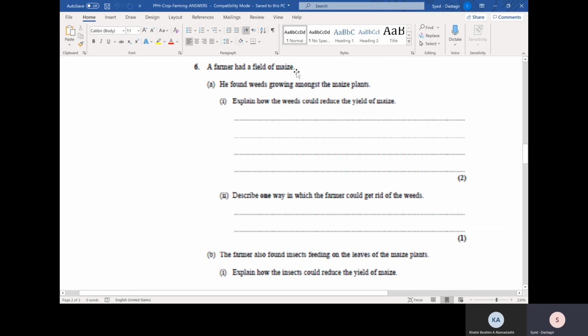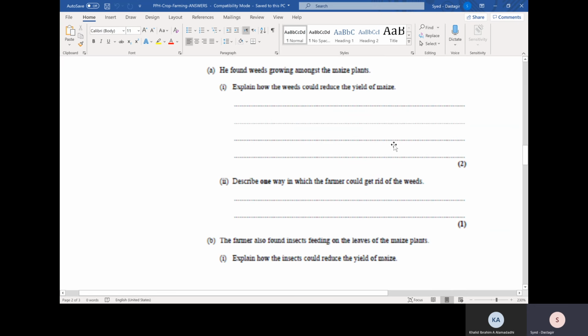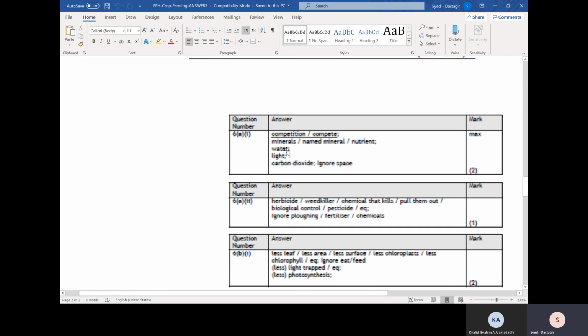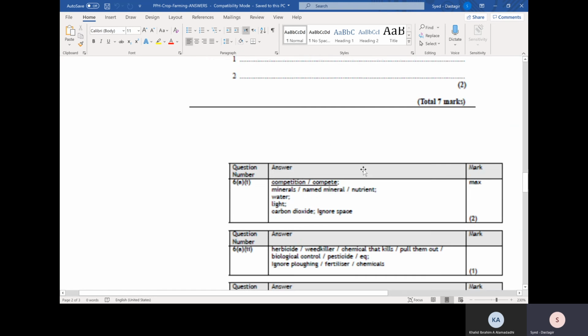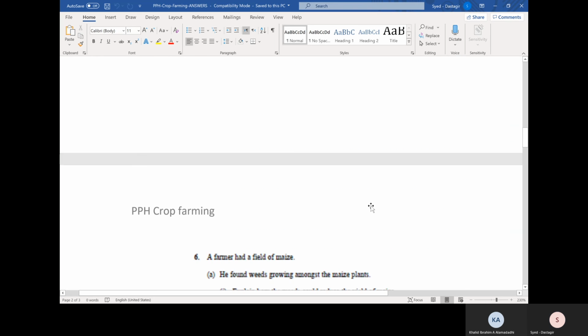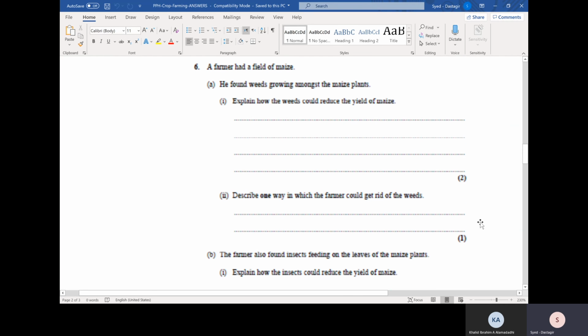Right, so if we move on to the next one, the farmer had a field of maize. He found weeds amongst the maize. Explain how weeds could reduce the yield of the maize. If you remember, I did mention competition. So if you have a look here, the weeds would compete with our crop for minerals. You can name a mineral or nutrient, water, light, carbon dioxide. Any of those would get 2 marks.